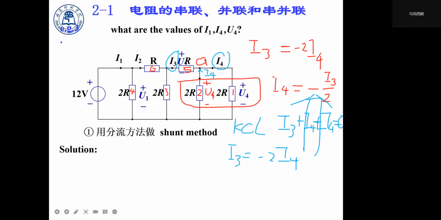So from the first lesson, we have already learned how to solve this, and we already calculated the very last part of this connection. From the analysis we had before, we have reached the conclusion that I4 equals negative half of I3.